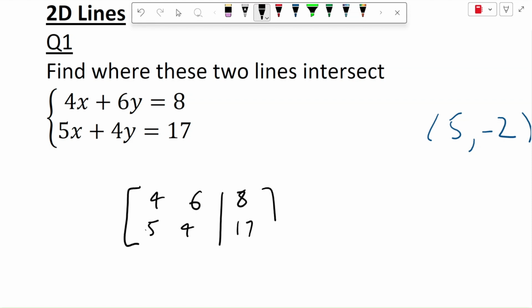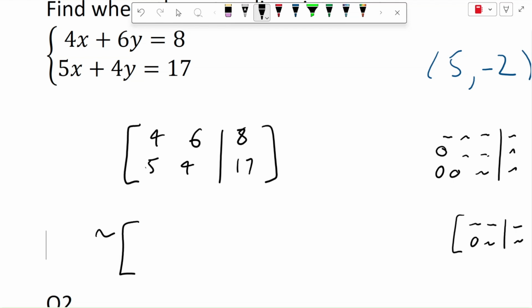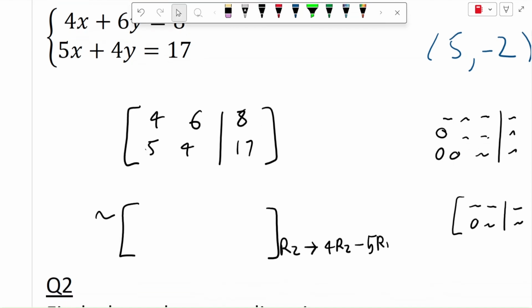So it feels a bit weird doing row operations in 2D, or like 2 equations, but you absolutely can still. 4, 6, 8, 5, 4, 17. When we dealt with 3D, we wanted zeros all in the bottom right corner. But when we deal with just 2 equations, we just want a 0 there, basically. That's all we need to do. So the best operation to do here would be that row 2 goes to 4 lots of row 2, take 5 lots of row 1. So that first term there would essentially become 20 take 20, which gives you 0. You then got 16 take 30, so that's minus 14 there.